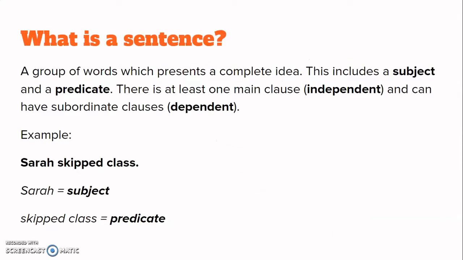What is a sentence? A sentence is a group of words which presents a complete idea. It includes a subject and a predicate. For example, Sarah skipped class. Sarah is the subject, skipped class is the predicate. In sentences, there is at least one main clause or the independent clause, and can have subordinate clauses or dependent clauses.